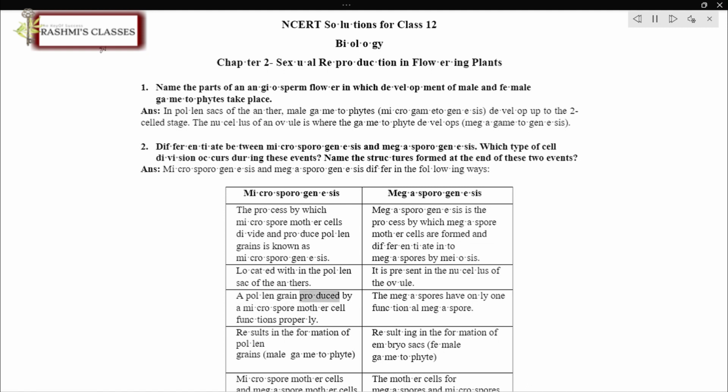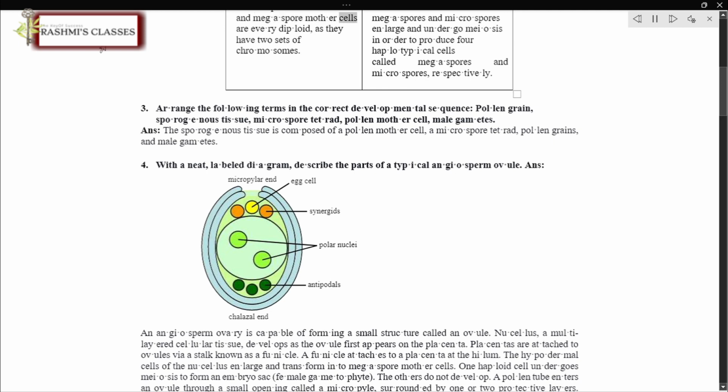All pollen grains produced by a microspore mother cell function properly, while among the megaspores only one is functional. Microsporogenesis results in the formation of pollen grains, the male gametophyte. Megasporogenesis results in the formation of the embryo sac, the female gametophyte. Microspore mother cells and megaspore mother cells are both diploid, as they have two sets of chromosomes.